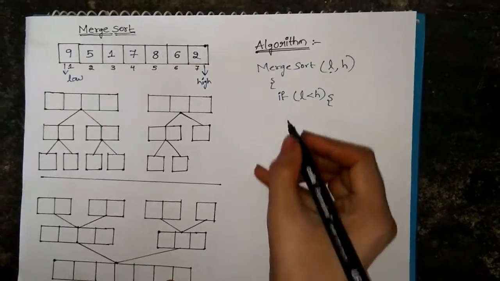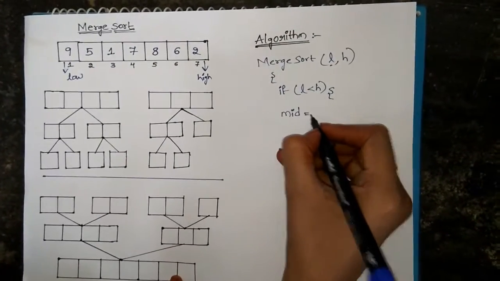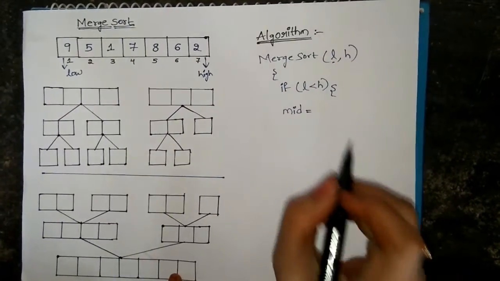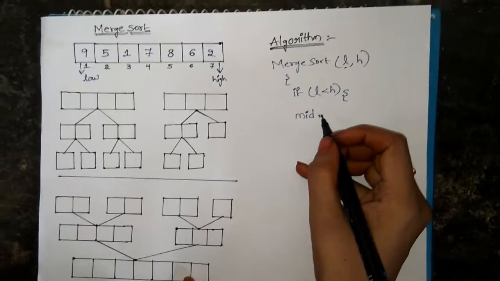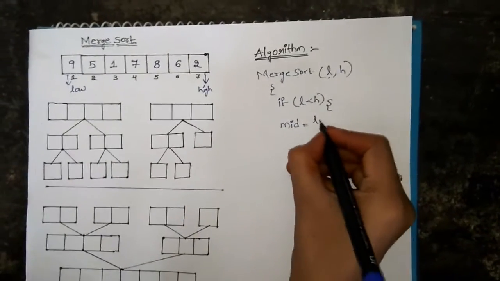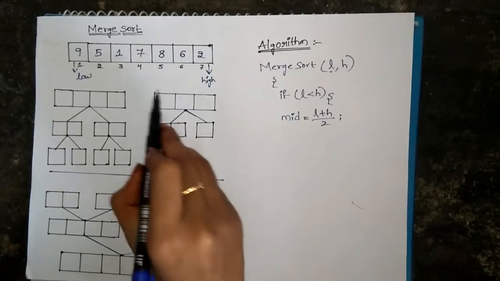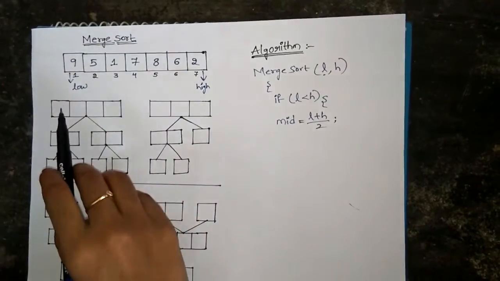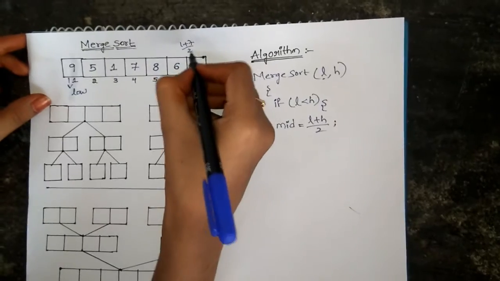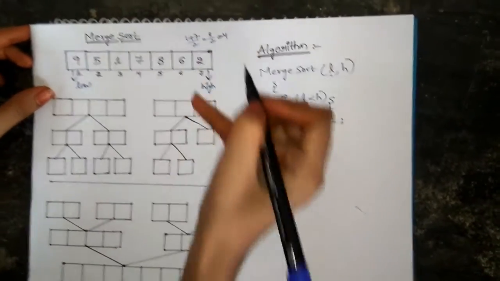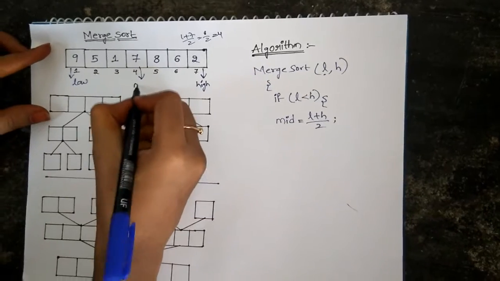Next, find out the mid value. How to find the mid value? We have already seen in binary search algorithm how to find mid value. Similarly, mid is equal to low plus H by 2. So in this example, when we find mid value, 1 plus 7 divided by 2, 8 by 2 is equal to 4. Now mid will be at 4.